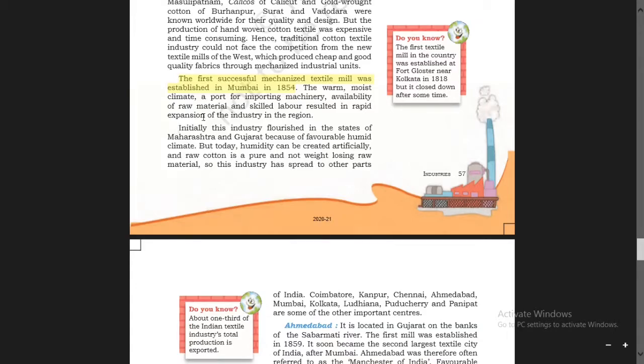Have a look towards the right side, boys. Do you know the first textile mill in the country was established at Fort Gloucester near Kolkata in 1818, but it closed down after some time? So some facts it has given, boys. Either to the left side of your different pages or the right margin of different pages.